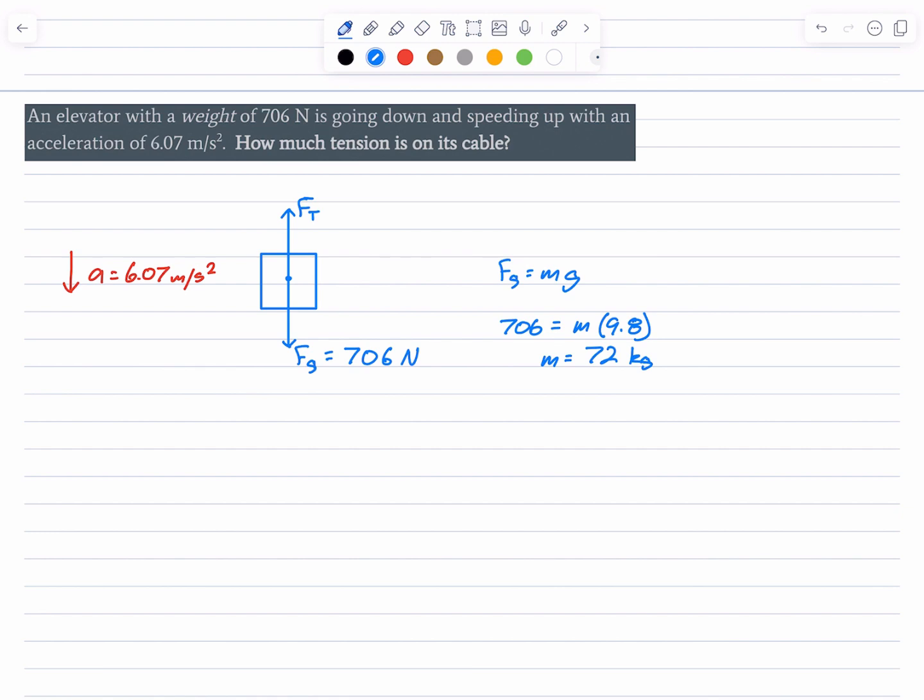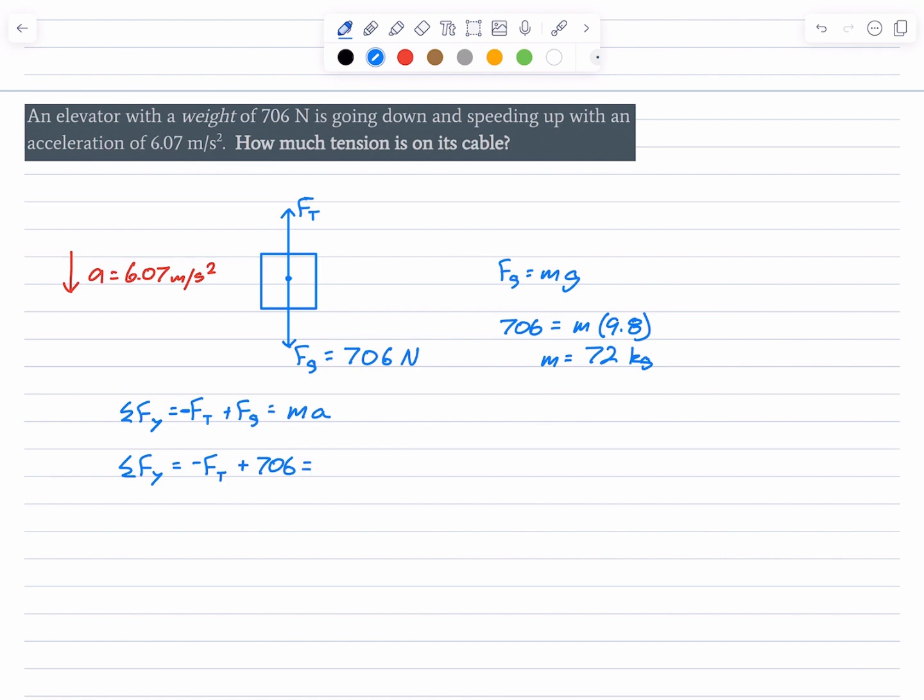So again, I start with the equation, and that is going to be the sum of forces in the y direction, and they are equal to, well, that's made up of the tension force plus the gravitational force. But don't forget, one of those is negative, and in this case, up is negative, so we need to throw a little negative there in front of the tension force. And again, that is equal to the mass of the elevator multiplied by its acceleration. So when we sub in the values that we know, sigma F sub y is going to be equal to negative F sub t plus 706, because that's the force of gravity.